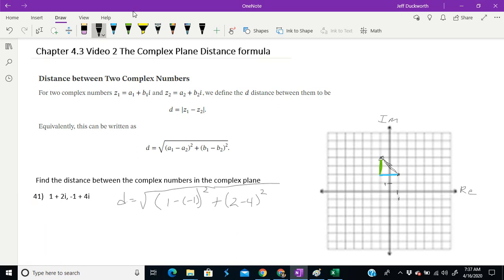So our distance equals, this is +2, and this is -2. So we have √8, which is 2 √2. And that is how you use the distance formula.